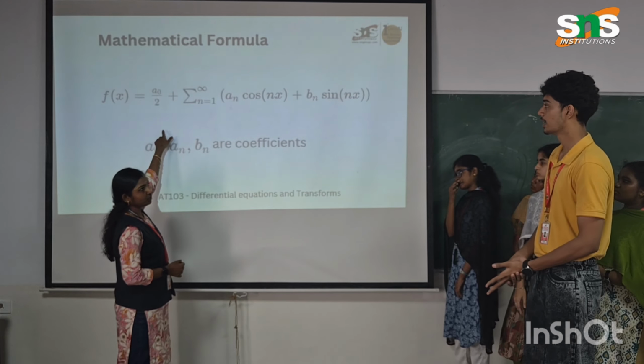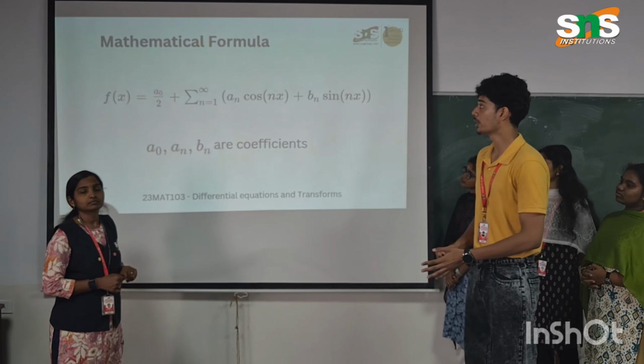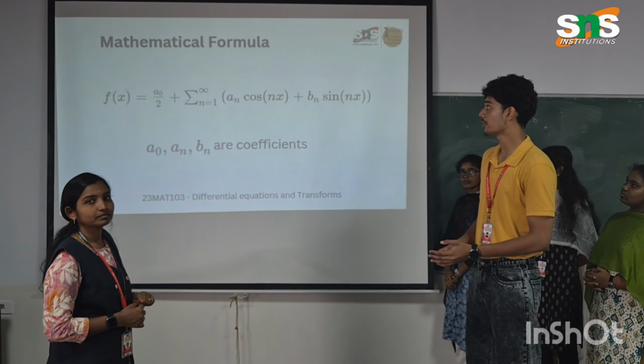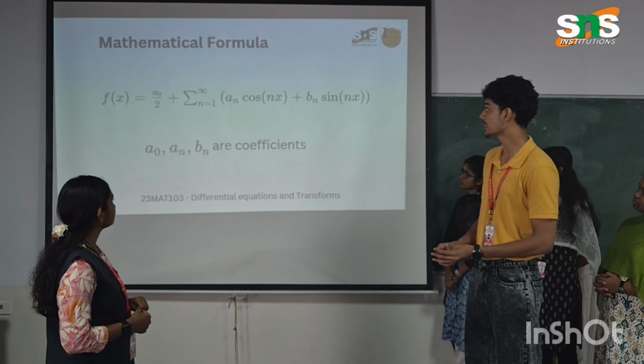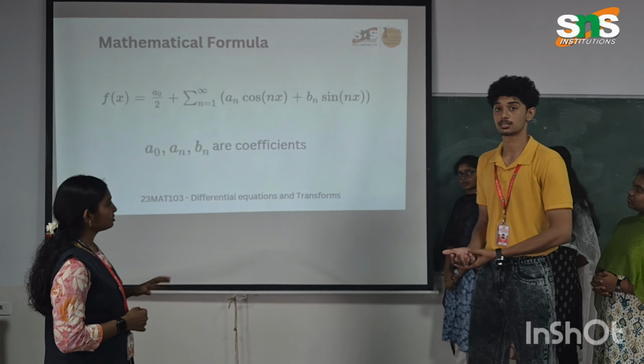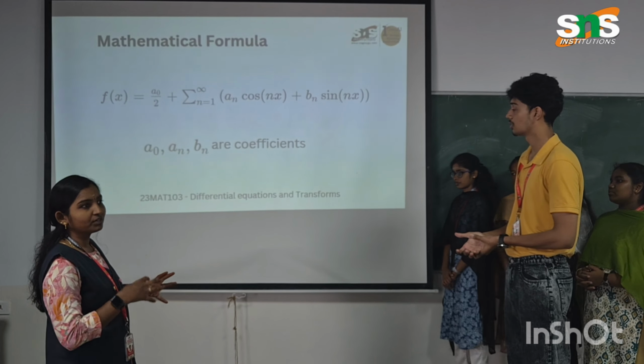Read the formula again. f(x) is equal to a naught by 2 plus summation of n is equal to 1 to infinity a n cos nx plus b n sin nx. So this is the formula to find the Fourier series. This is what we are going to implement.